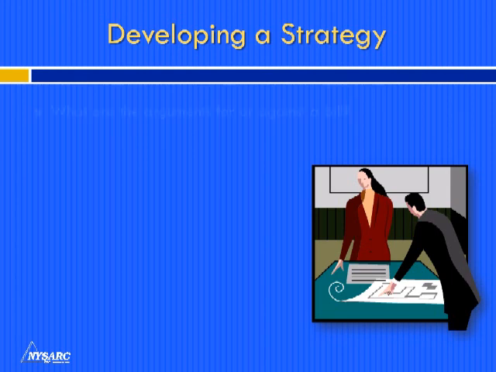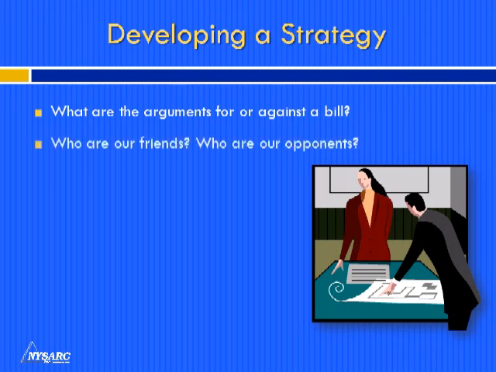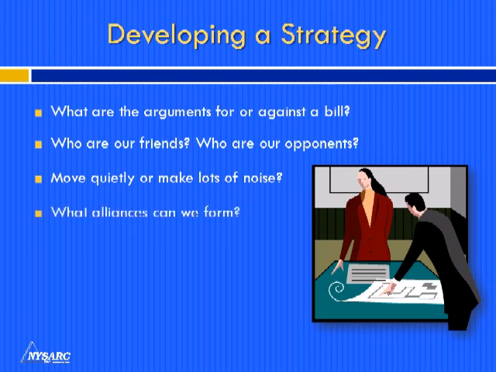They include: what are NYSARC's arguments for or against a particular bill? Who are NYSARC's friends or opponents in its efforts to either advance or stop a bill? Should the organization move quietly or make a lot of noise? It should be pointed out that sometimes the opposition will remain dormant if we maintain a very low-key approach. Who do we form alliances with? What outside experts do we bring in to deal with a highly technical, legal, or financial issue?